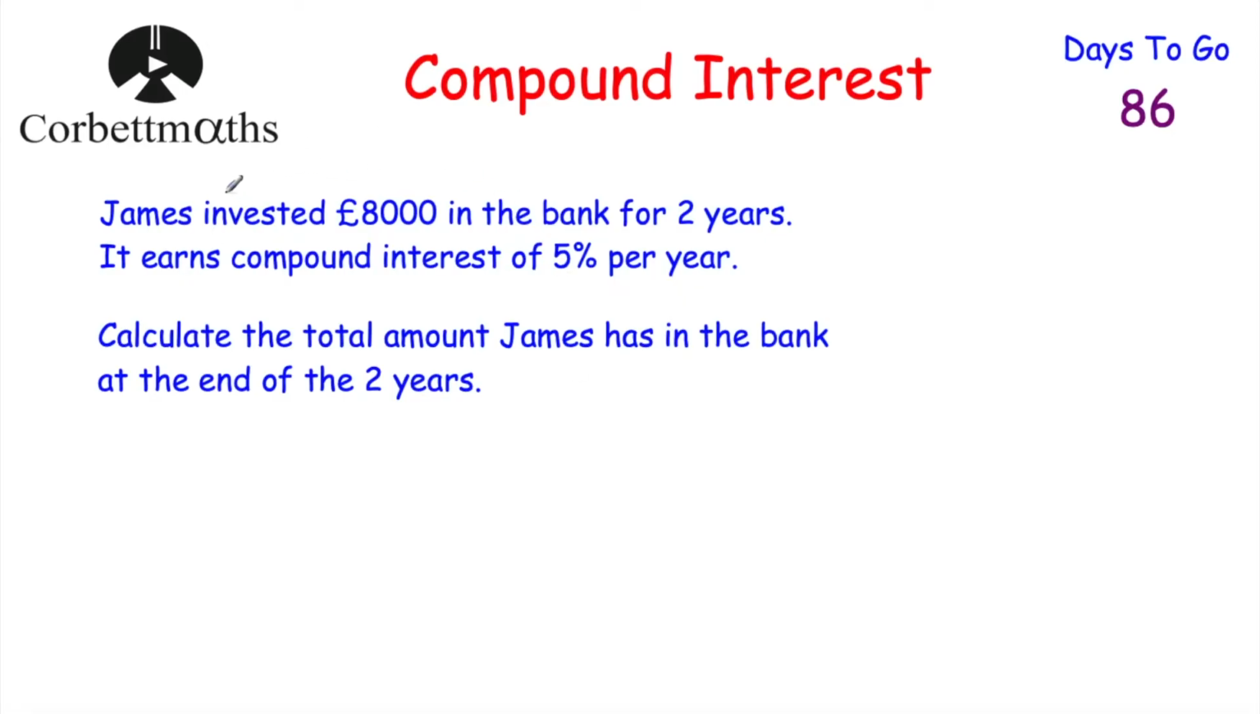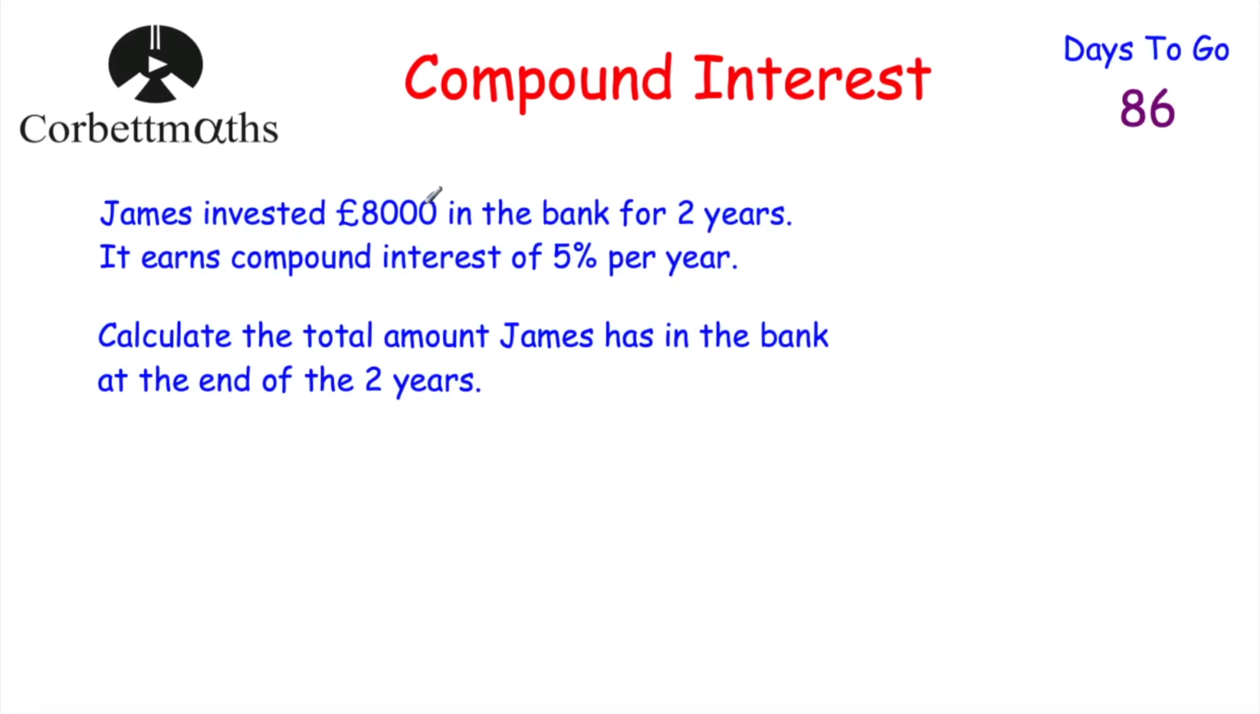So here's the question. It says James invests £8,000 in the bank for 2 years. It earns compound interest of 5% per year. What that means is that he puts money in the bank, it goes in the bank for 1 year and he earns 5% interest in the first year. The bank then add that on, he's then got that amount of money, and then they're going to add on another 5% in the second year. The question says, work out the total amount of money James has in the bank at the end of the 2 years. So first of all, let's do this question using our knowledge of percentages and without a calculator.